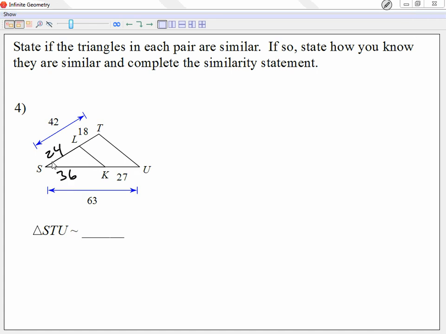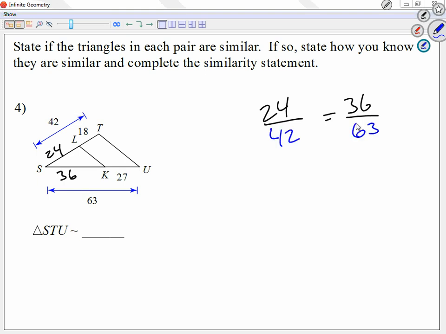Notice how on the little triangle, my only two numbers are 24 and 36. Let me list them from small to large, 24 is smaller than 36. On the big triangle, the numbers that I have are 42 and 63. I can cross multiply to see they equal the same thing.